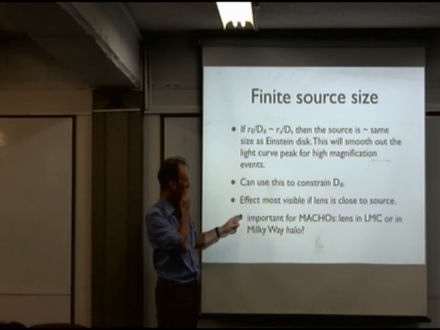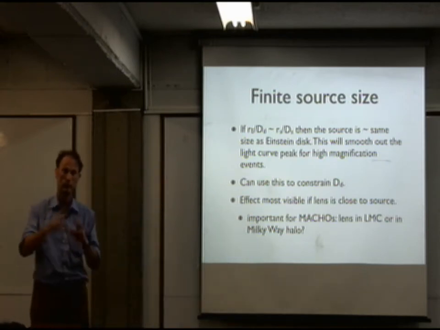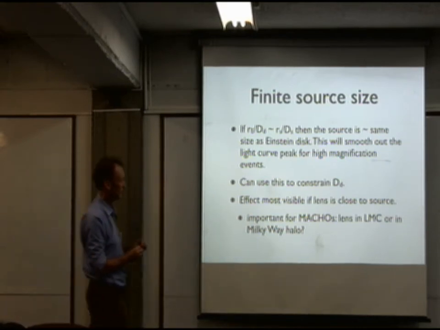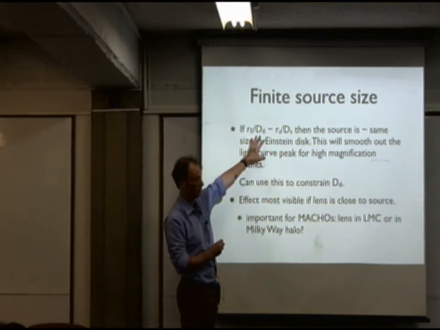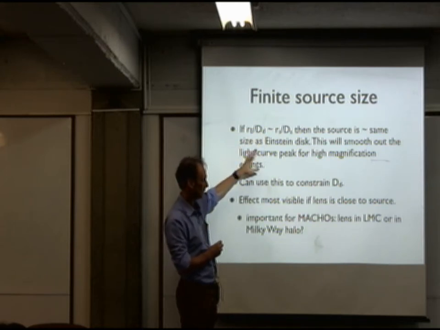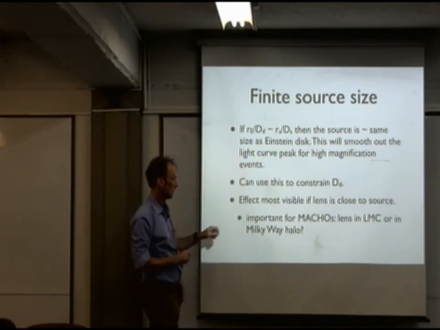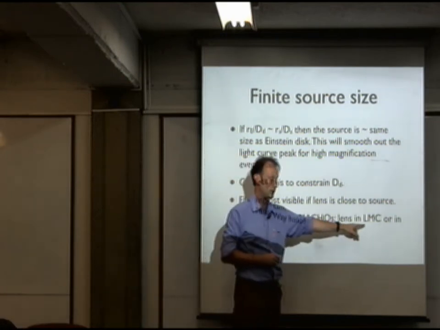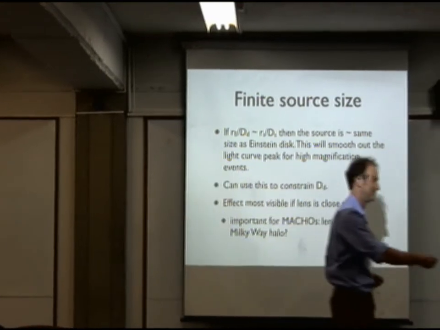And this is actually very important for interpreting the Macho survey, for example. They found a number of events, some with very high magnification, and in the beginning there was a big debate about whether there was a sign of this finite source effect or not. The point being that if they saw it, then the lenses were very close to the source, and that means that they're very likely associated with the LMC and not with the halo of the galaxy ourselves.